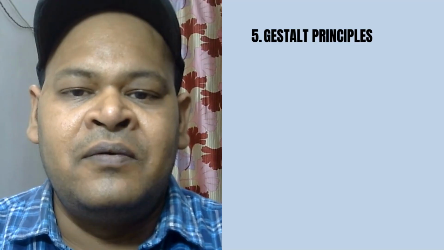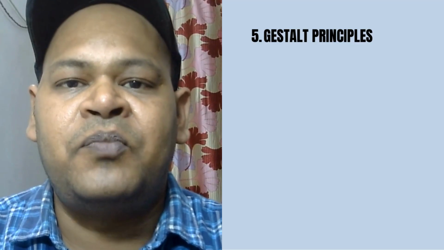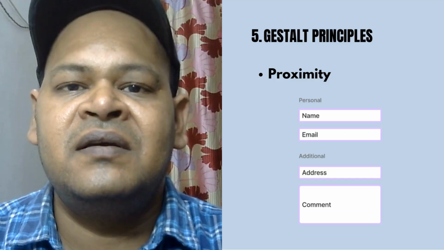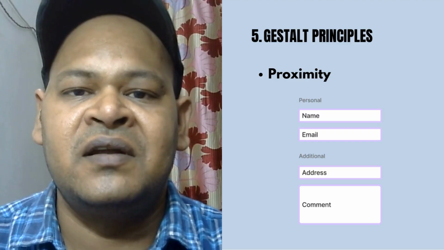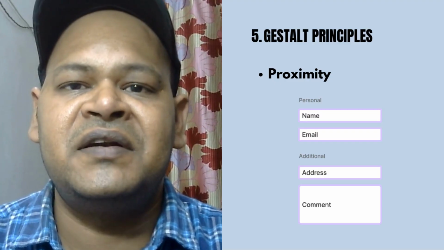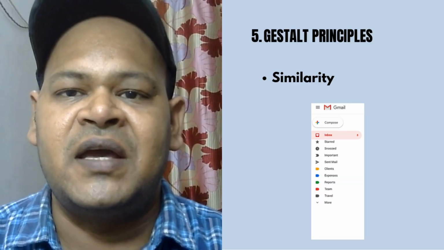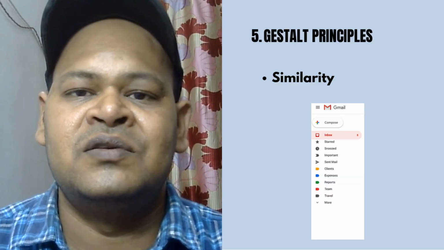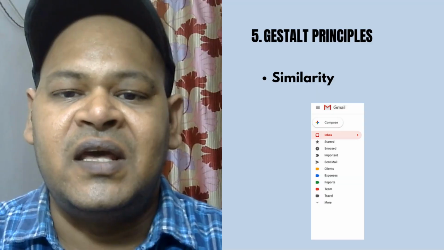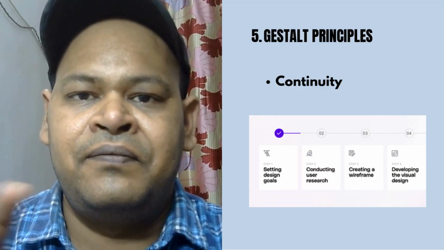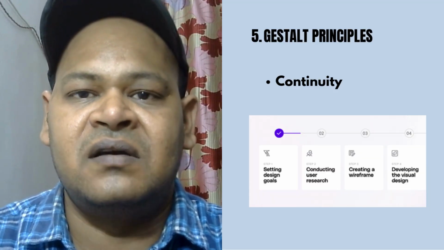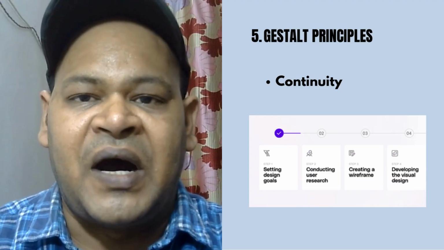So first is proximity. So proximity is an object keep too close to each other so that user can relate to them. Similarity, so we keep the same type of element close together so that user can see them as a group. So human eye flow through the lines, curves, or path.